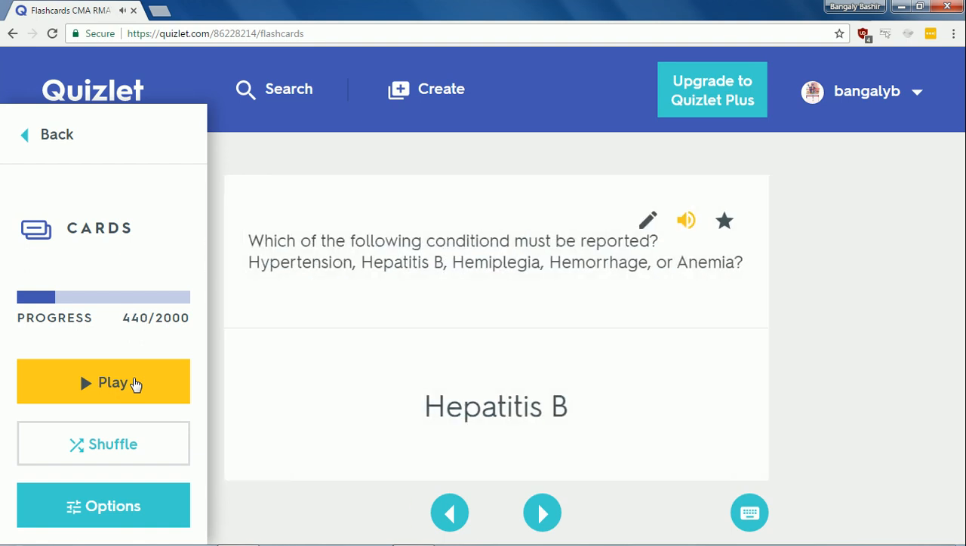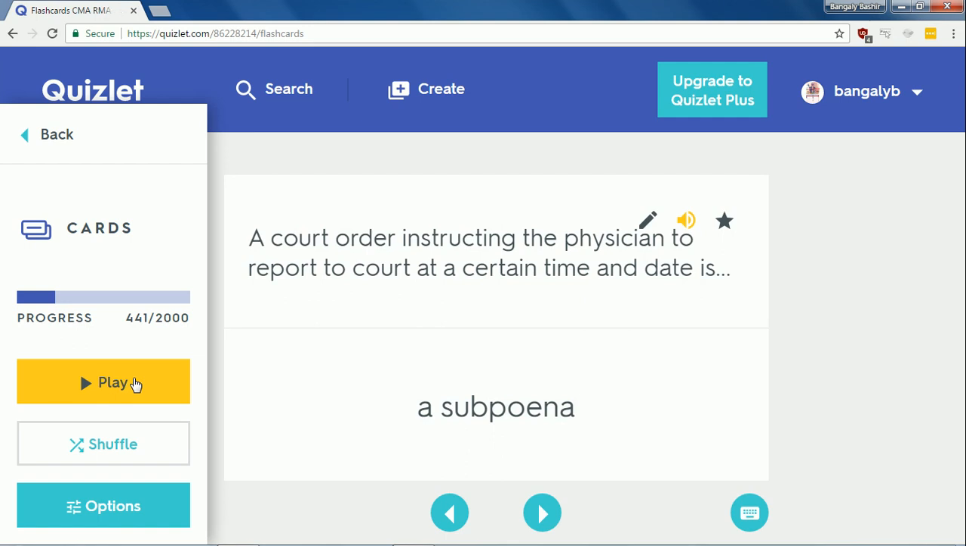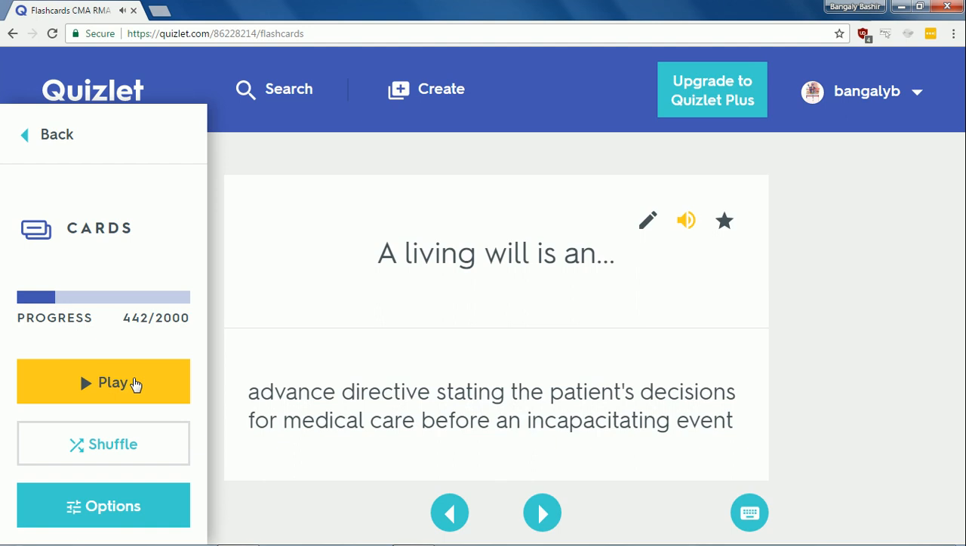Which of the following condition must be reported? Hypertension, hepatitis B, hemiplegia, hemorrhage, or anemia? Hepatitis B. A court order instructing the physician to report to court at a certain time and date is a subpoena. A living will is an advance directive stating the patient's decisions for medical care before an incapacitating event.